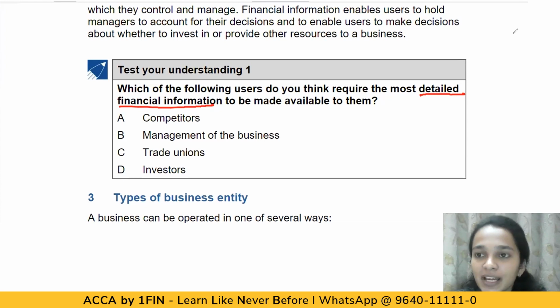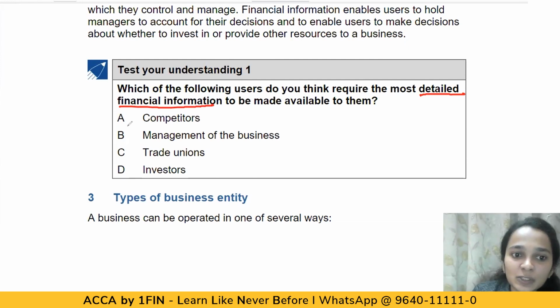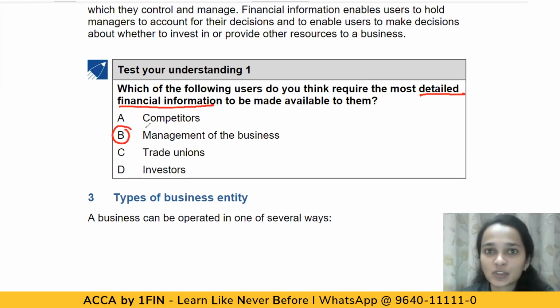As we've understood, the management require a very detailed version of financial information because they have to make business decisions. They have to utilize the resources of the organization in a proper manner. And for that, it is the management of the business which requires the most detailed financial information. So the correct answer to this question is option B, management of the business.